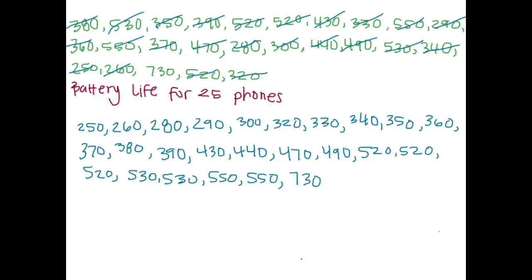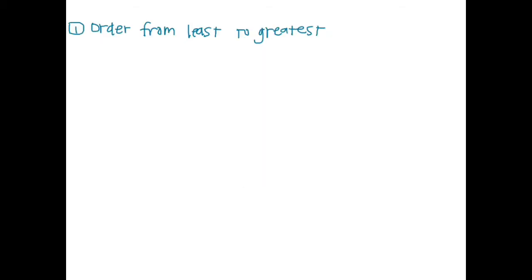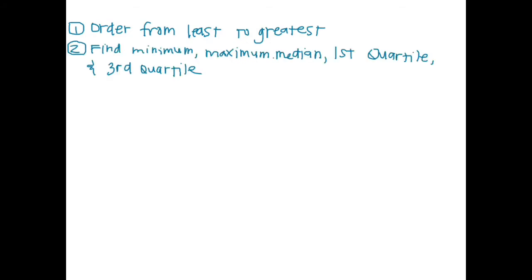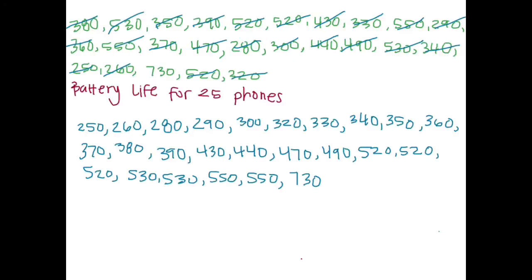Here's my list of 25 different numbers ordered from the least to greatest. Double check and make sure that your list matches my list. Now that I have my list, I'm going to find the minimum, maximum, median, first quartile, and third quartile. The minimum is the smallest number in the list, maximum is the largest, median is the middle, first quartile is the middle of the lower half, and third quartile is the middle of the upper half.